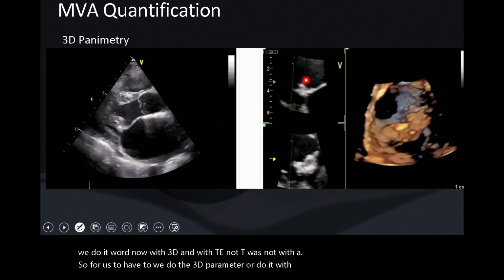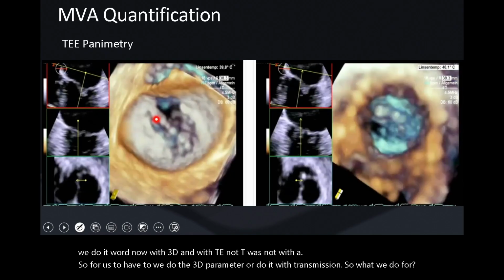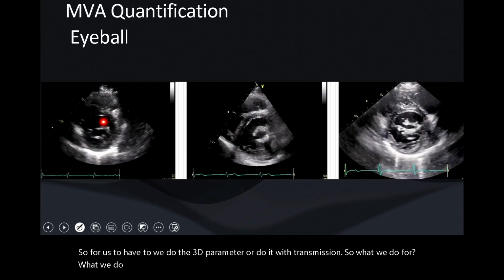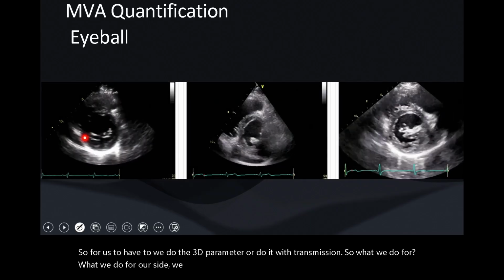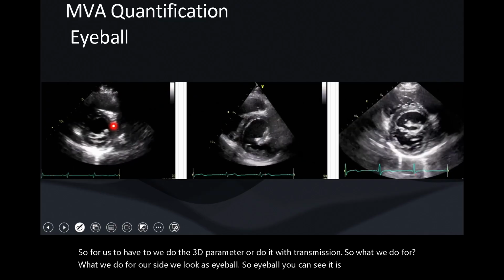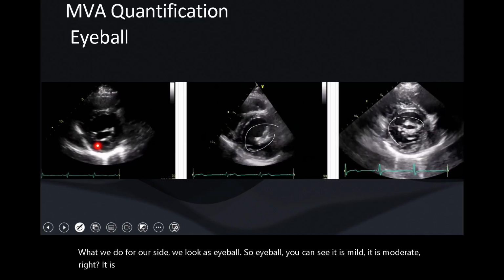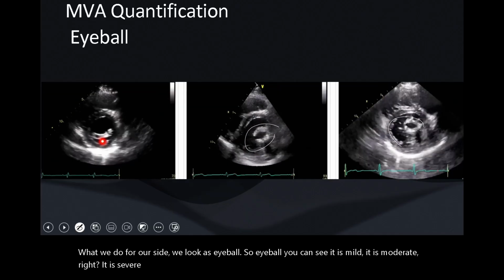So on our side, we look with the eyeball. With the eyeball you can see it is mild, it is moderate, right? It is severe. You look in the parasternal short axis view when you start seeing the mouth itself.